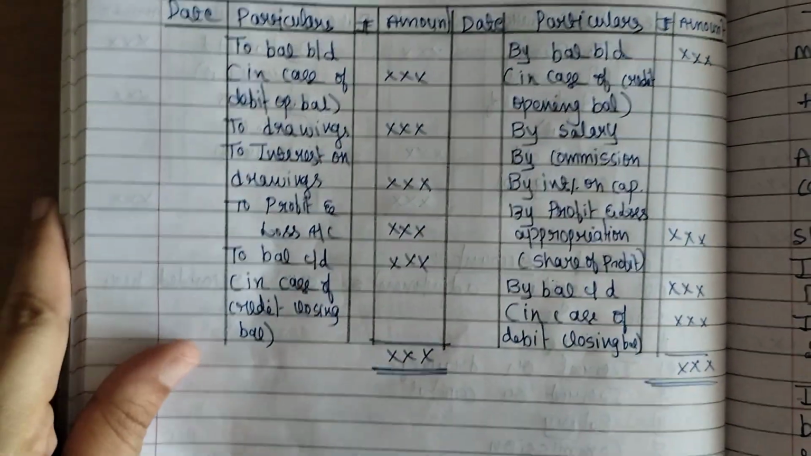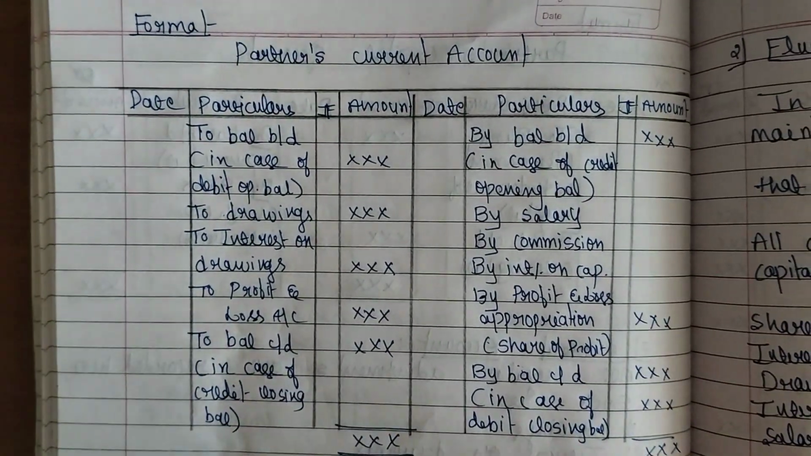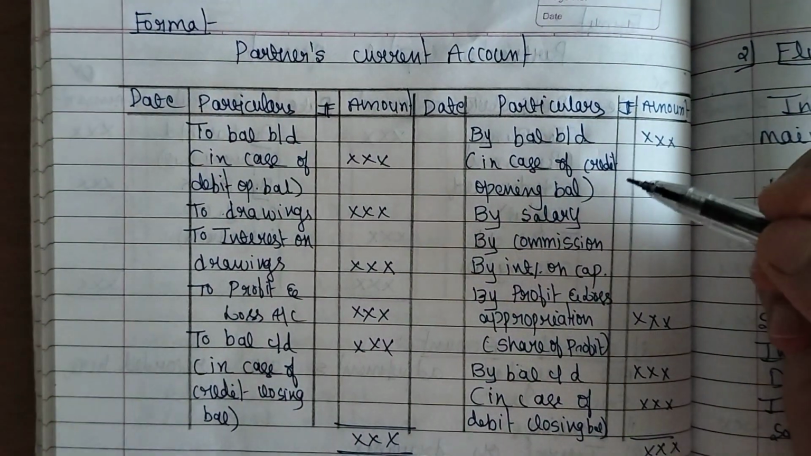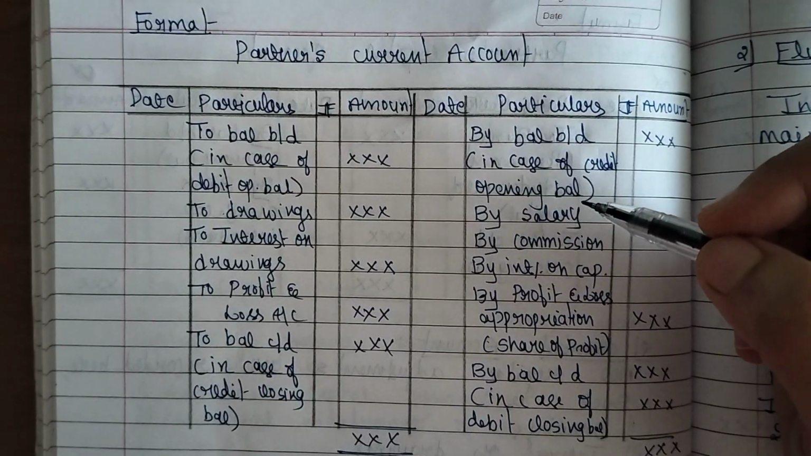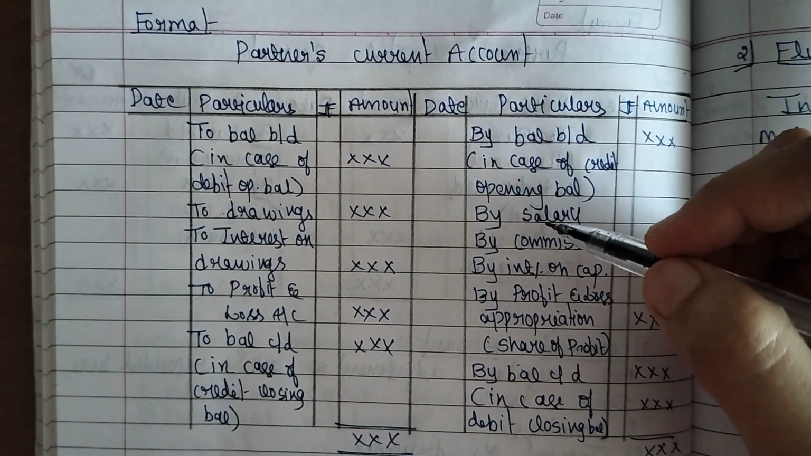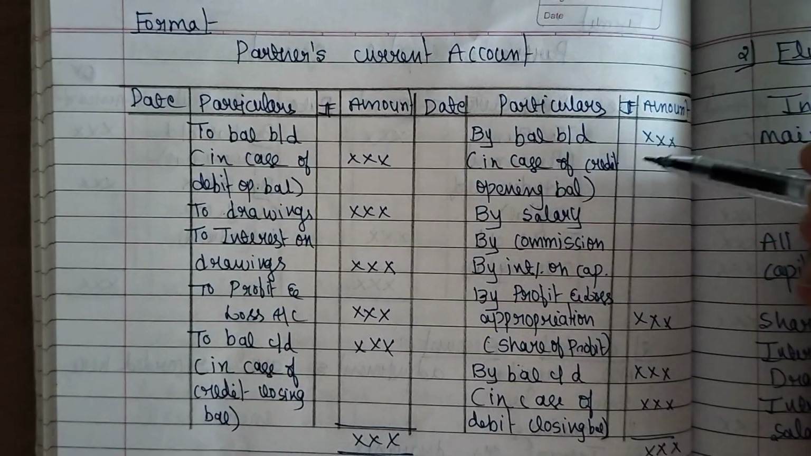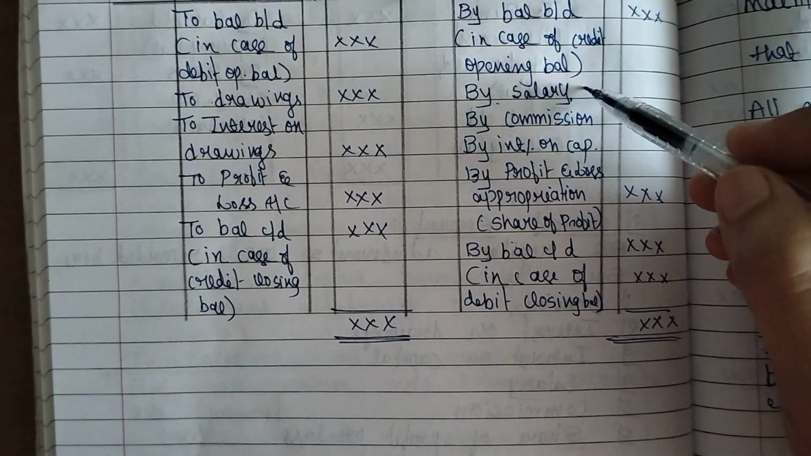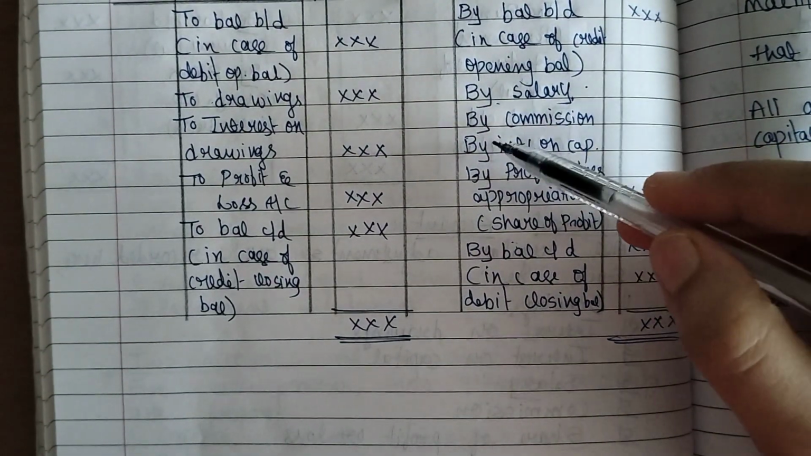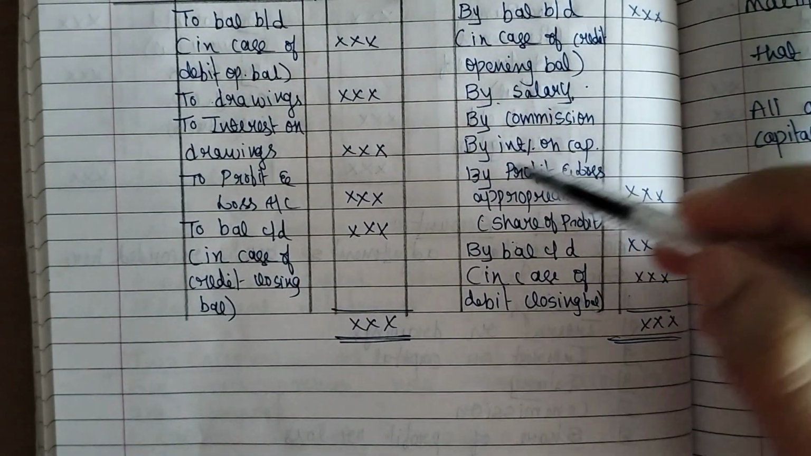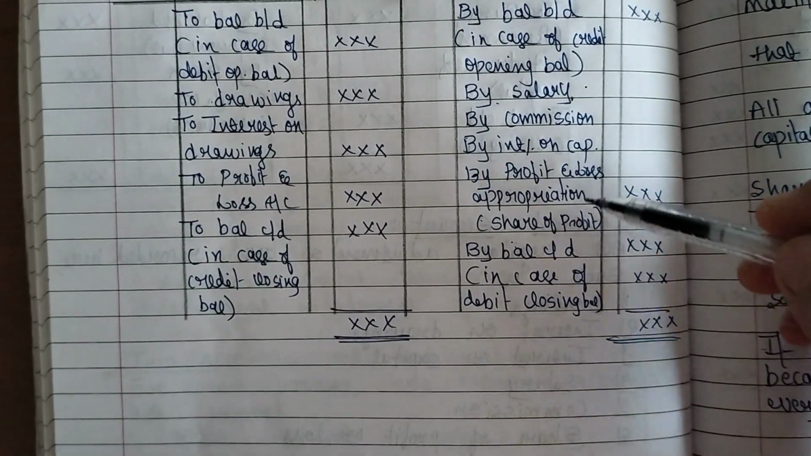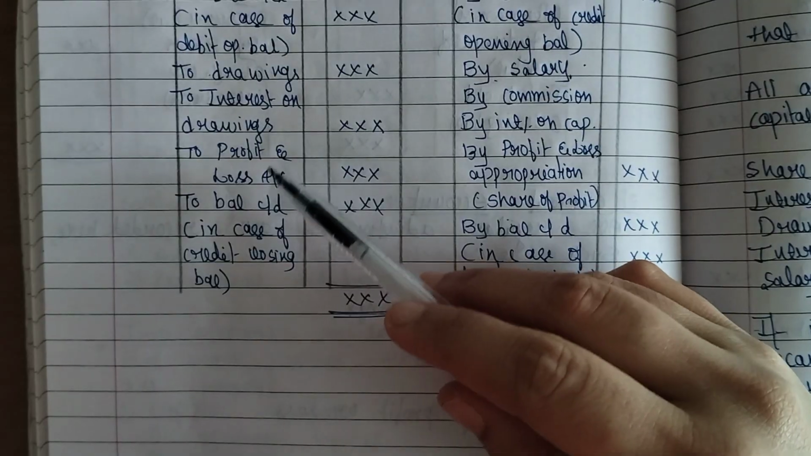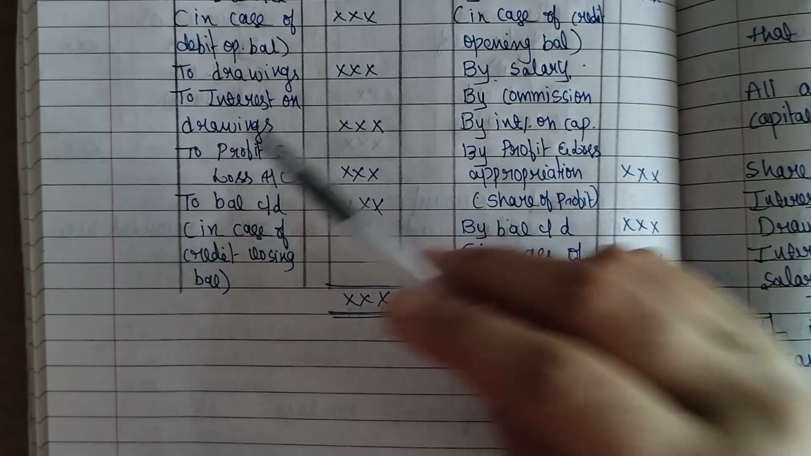See here, in the partner's current account, by balance brought down, in case of credit opening balance, that is, if there is any previous current account balance of the partner, here we need to bring down the amount, clear. And next, salary to the partner, by salary, by commission, by interest on capital allowed, by profit and loss appropriation means share of profit, it goes to the credit side, and share of loss goes to the debit side.